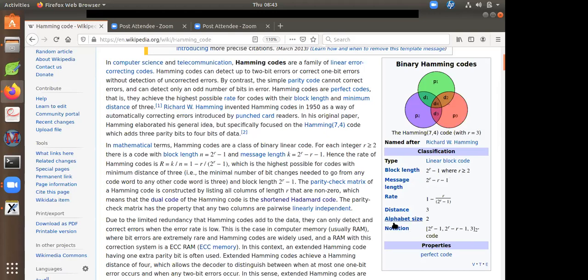So how to explain now, right? The notation is 2 power r minus 1, 2 power r minus 1 comma 3. So why do they put 2 here? They put 2 here to specify that it is a binary code. I am working in q equal to 2, right? And properties, a few properties are also given. Which property do they give? It is a perfect code, right?